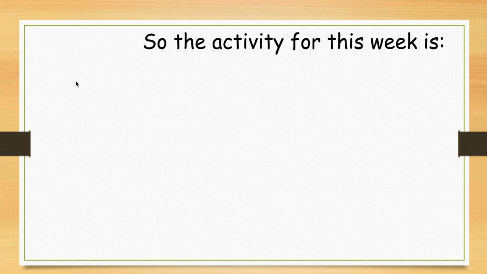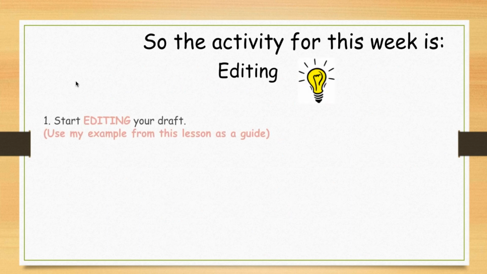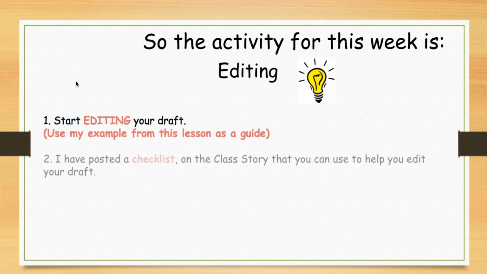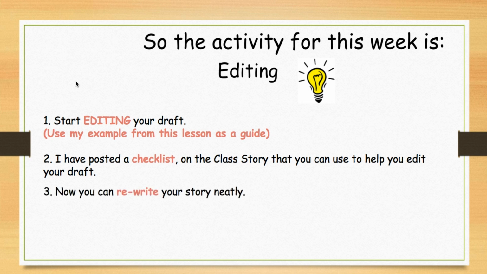So the activity for this week is editing. 1. Start editing your draft. Use my example from this lesson as a guide. 2. I have posted a checklist on the class story that you can use to help you edit your draft. 3. Now you can rewrite your story neatly.